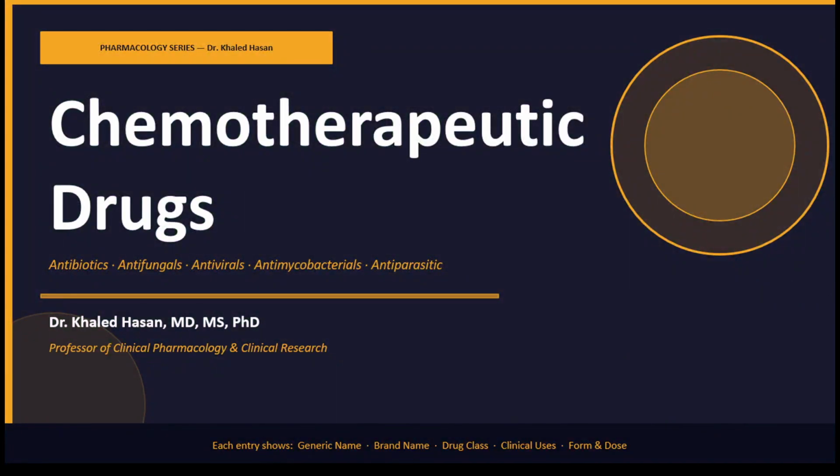Okay, one of the most important units in clinical pharmacology will be the chemotherapeutic drugs. Here we talk about, before we talk about the antibiotics, the most important section will be anti-cancer drugs, followed by the antimicrobials that include antibiotics, antifungals, antivirals, antimicrobials, and antiparasitics.